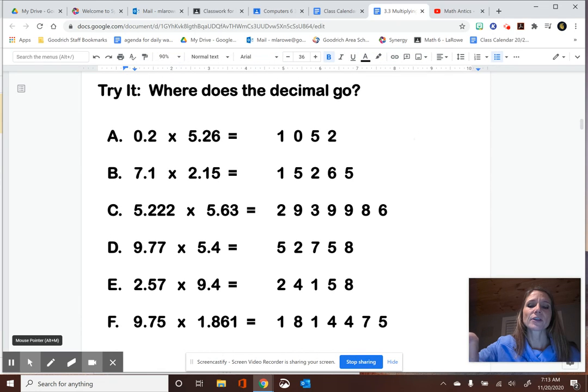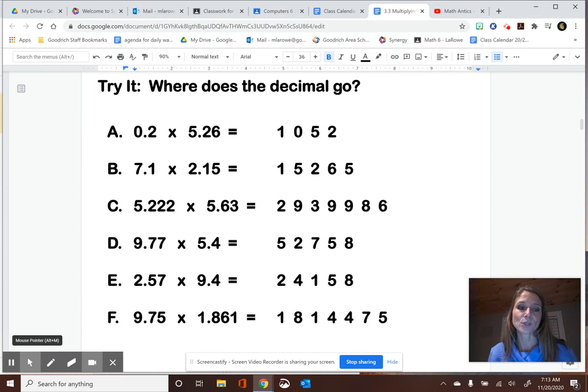So let's see if we can figure out where the decimal goes. Pause the video while you figure out where the decimal goes. Choose one of these to try.